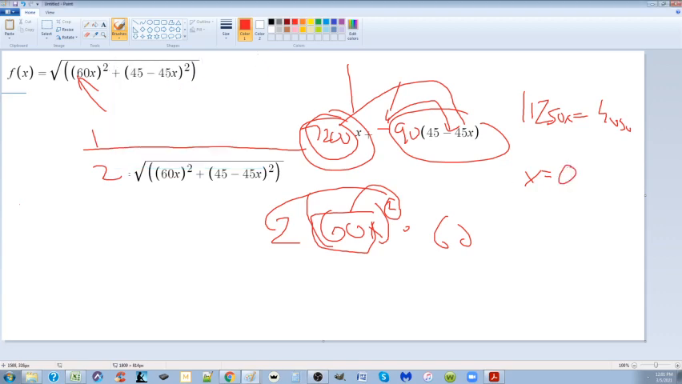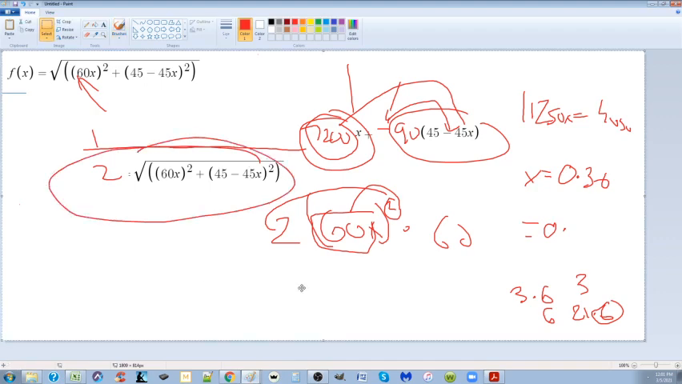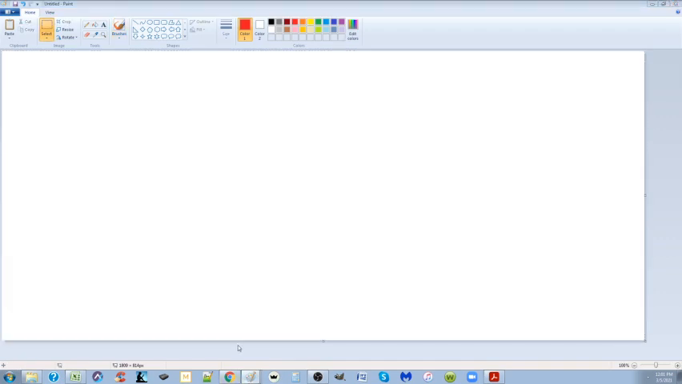Therefore, x is indeed 0.36 hours, which is the same as 21 minutes and 6/10 of a minute, which means that this is the correct formula. All right, well, total failure, but anyway, let's just keep going.